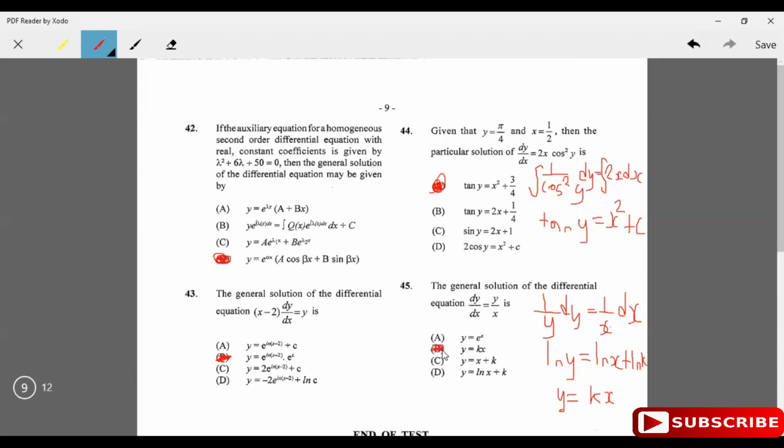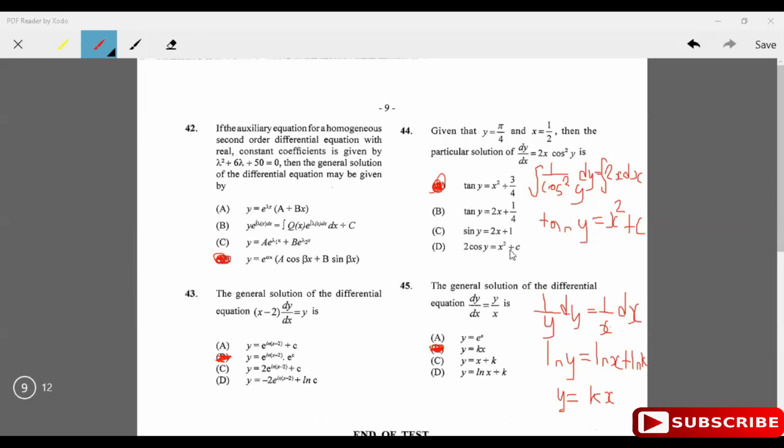Easy question. Since everything is in ln, we can just remove the ln's and say y equals k times x, because you're going to get ln y is equal to ln kx.